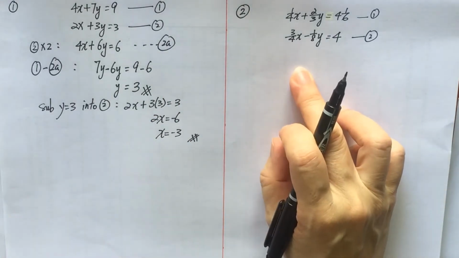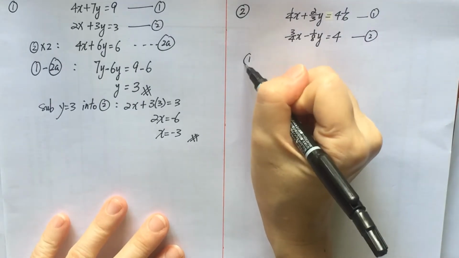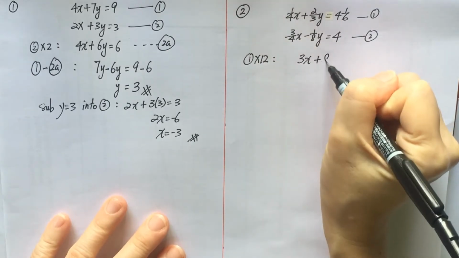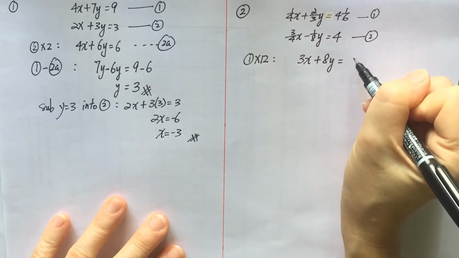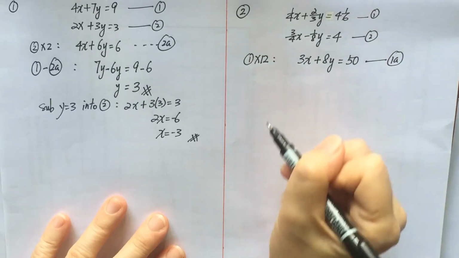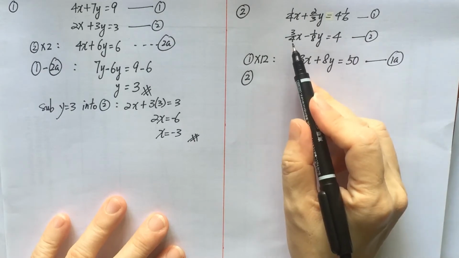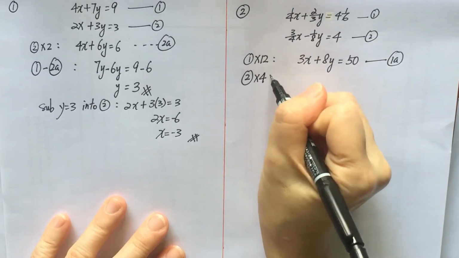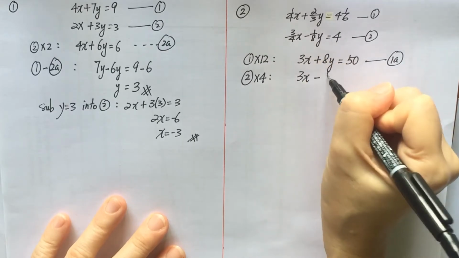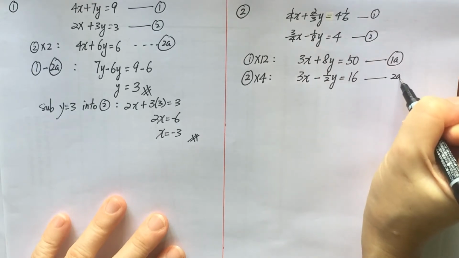Okay, question 2, fraction. I try to avoid fractions. Okay, I'm going to multiply equation 1 by 12. Call this equation 1a. And then question 2, equation 2, I will multiply by 4, so that I get rid of the denominator, and so I get 3x minus, okay, this part is half, okay, this part is 16. So this is equation 2a.